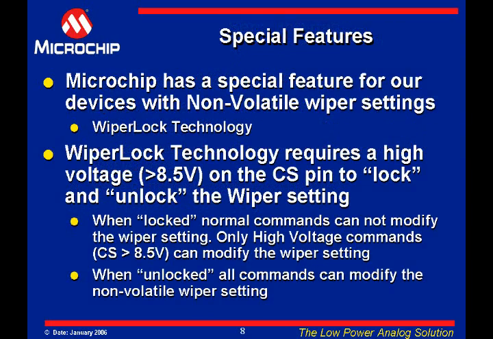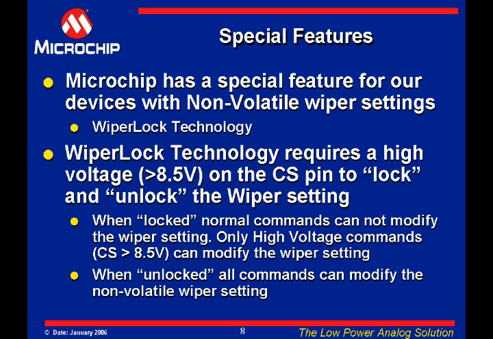Microchip Technology's wiper lock technology allows the non-volatile wiper setting to be locked, that is, inhibited from being modified by normal commands. Normal commands are commands whose interface signals range from VIL to VIH. High voltage commands can be used to modify the wiper setting value or to lock and unlock the wiper protection. A high voltage command requires the chip select pin goes to VIHH instead of VIL for the command cycle, and VIHH has a minimum voltage of 8.5 volts.